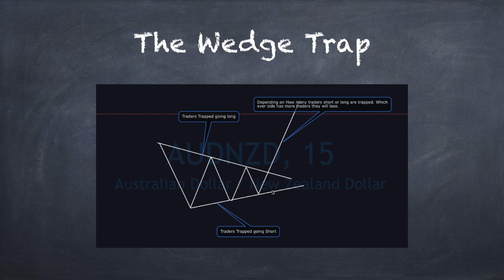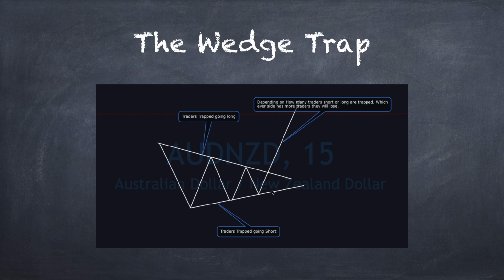And you look at it, let's say in this example, AUD NZD: how many people are going short? How many people are going long? If you got more shorts than longs, guess what's happening? It's going to break out long. Okay? So that's a really good tool to use to help you understand what direction they would be going in.